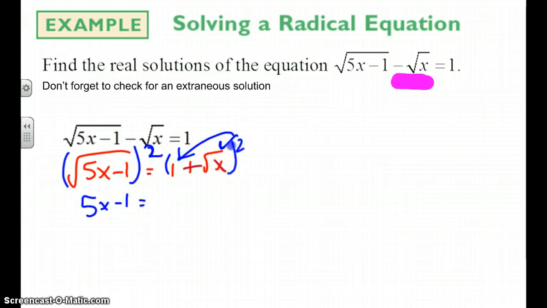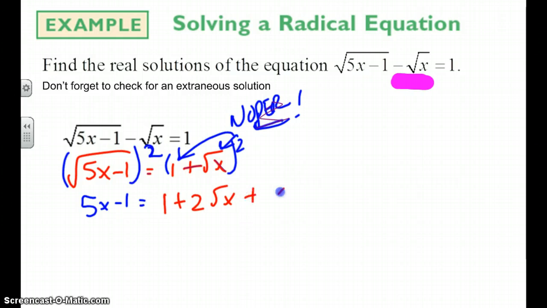I am not going to distribute. That's a big no-no. Don't do that. That's a trap. Instead, I'm going to use that rule that I gave to you, which is square the first, 1 times 1, twice the product, square the last. Set this equal to 0. Actually not, because I see that I've created another radical term.